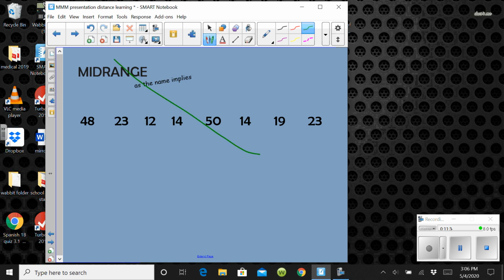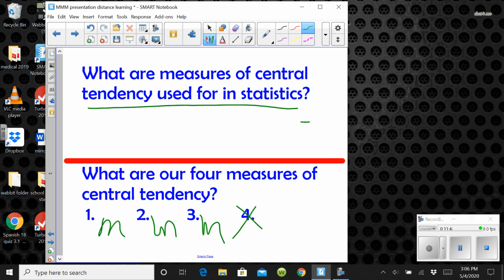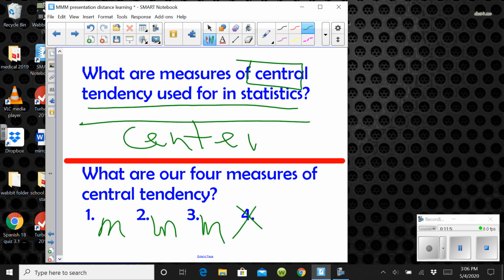So we're not going to do mid-range. So we've kind of hit them. Our measures of central tendency, we're not doing 4. So it's mode, mean, median, easy to remember, 3 M's. What are the measures of central tendency used for? The root word right there. They find the center where the data gathers together in the middle. Mode, mean, median. Pretty easy, right?